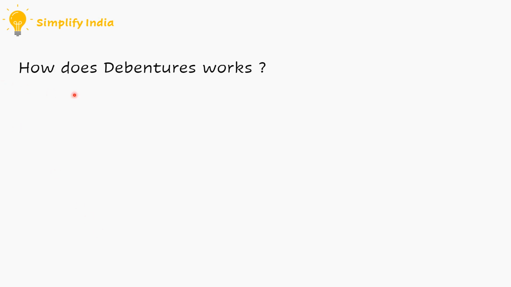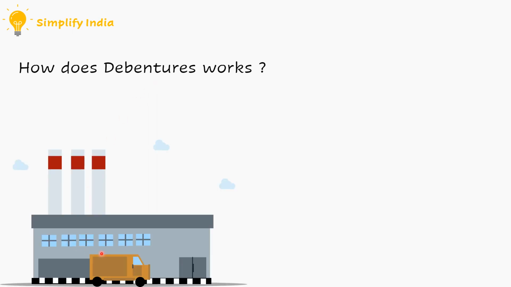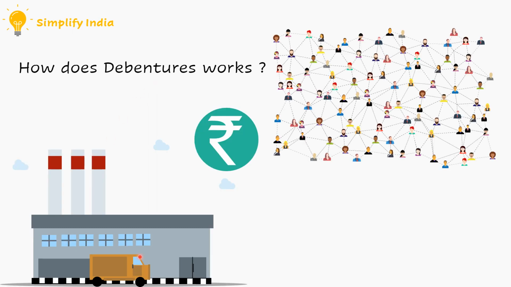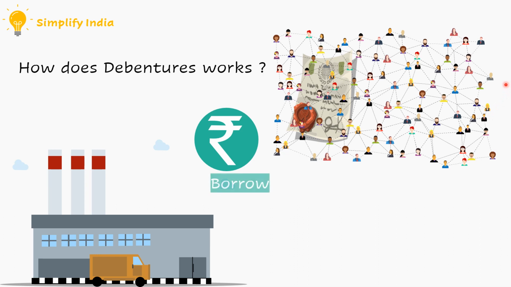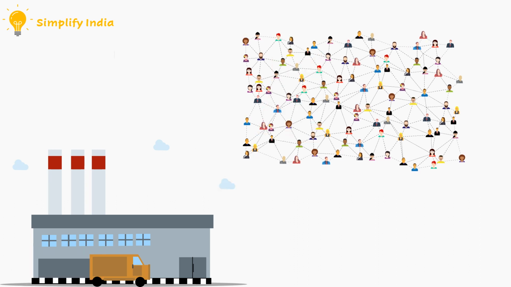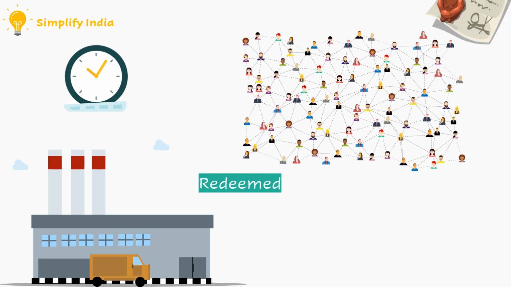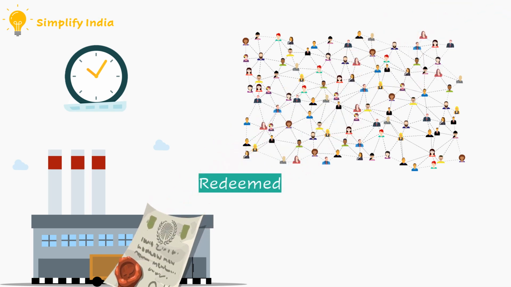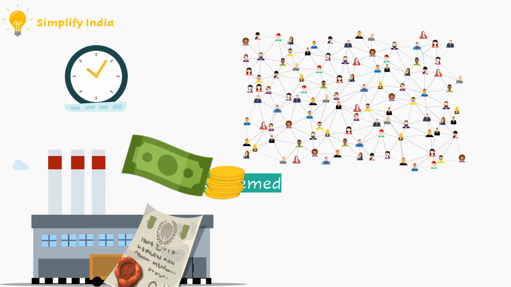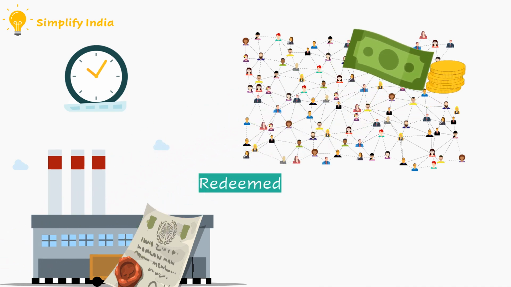Now we are going to learn how the debenture works. When a company is in need of finance, it issues debentures as a debt acknowledgement to the general public and borrows the money in return. After a certain period of time, at the time of maturity, the debentures are redeemed and the money is repaid to the general public with a fixed rate of interest.